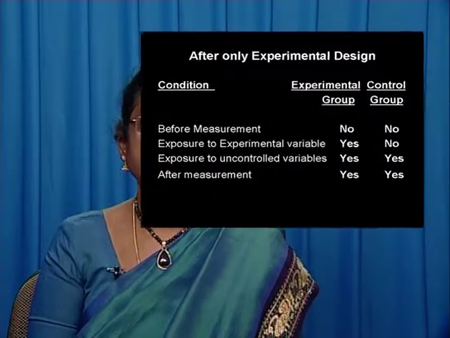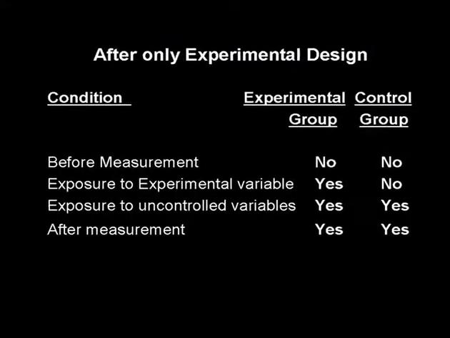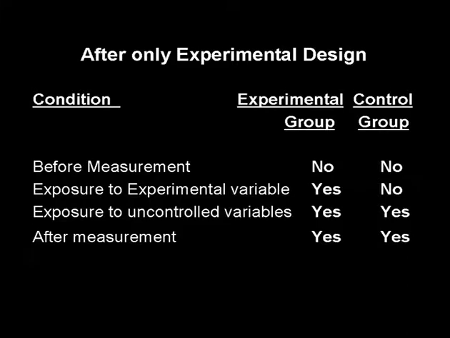In the after only experimental design, the conditions follow like this. We have two groups, experimental group and control group. There is no before measurement for experimental group and also for control group. Regarding exposure to experimental variable, for experimental group it is yes, but for control group it is no. The third condition is exposure to uncontrolled variable. For both the groups it is yes. The last condition is measurement after the experiment, which is yes for both the groups.